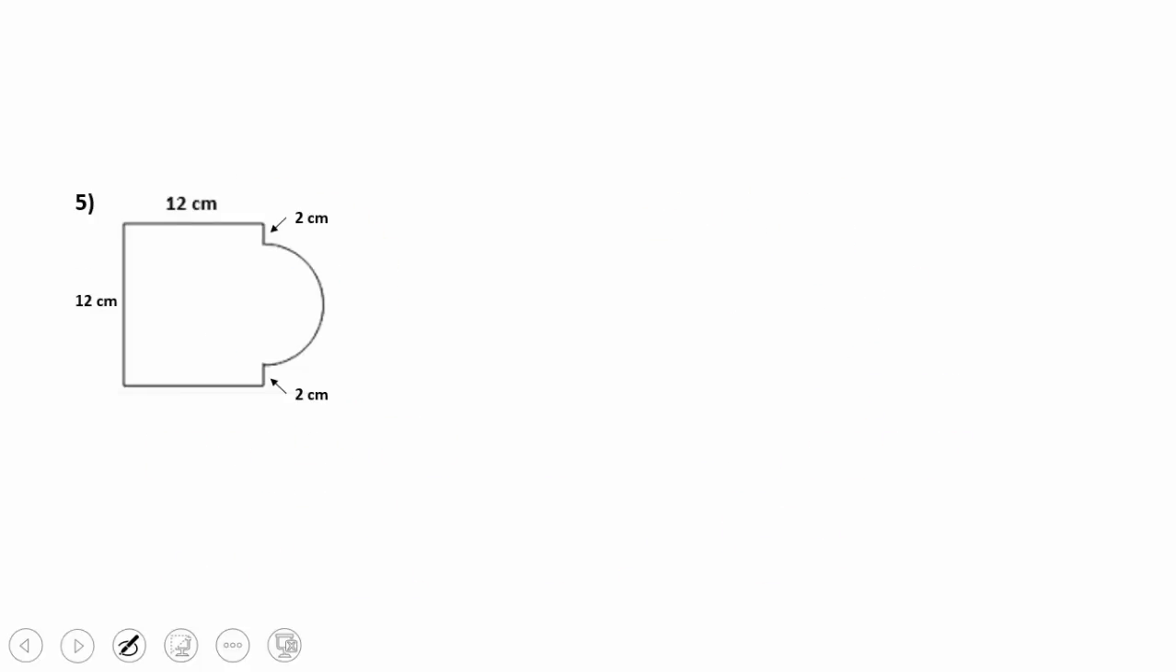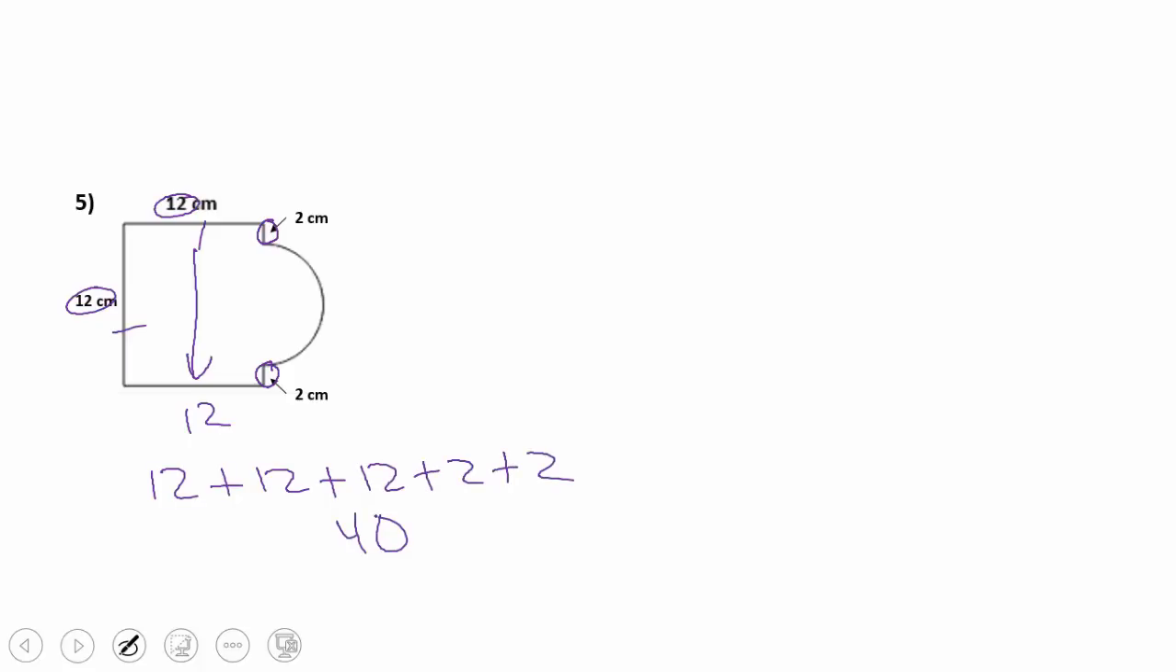Pretty similar to the last one, but a little tiny bit different. It looks like a rectangle, but once again, I see these units are the same. So we have 12 and 12. And, oh, there's a little 2 right there. We have a semicircle, another little 2, and then we have this side here that's opposite, so this down here has to be 12. So let's count up what we do know already. We have 12 plus 12 plus 12 plus 2 plus 2. And when we add all those together, we get 40. That's what we're starting with.